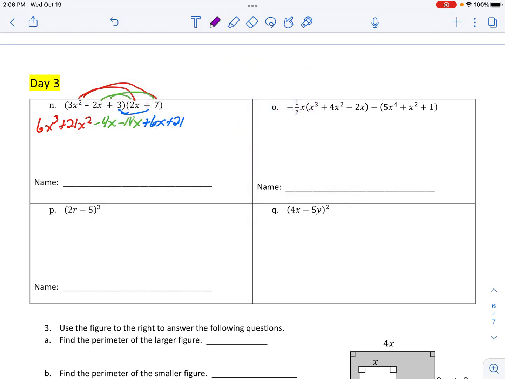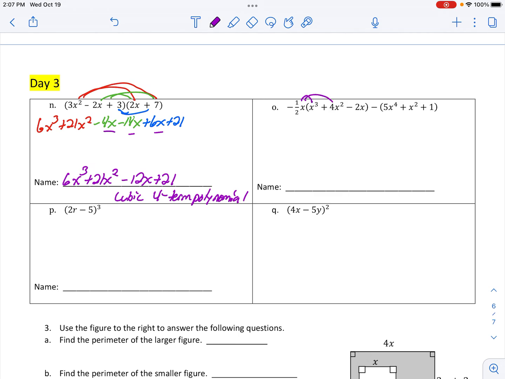Now I can go around and combine like terms. 6x to the third. And then all I've got is that 21x squared. I've got some linear terms to combine. Negative 4 minus 14 plus 6. That gives me negative 12x plus 21. And this is called a cubic 4-term polynomial.